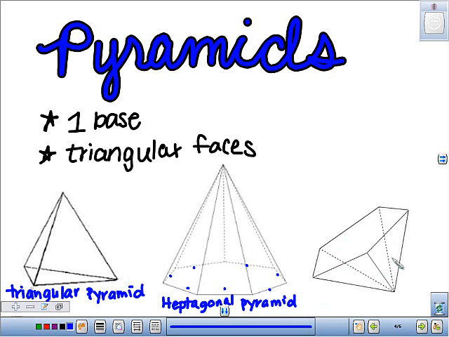And last but not least, notice this isn't sitting on its base, but we know that all of the faces come to a common vertex called the apex. So this is the base here, and it's got 1, 2, 3, 4, 5 sides. That's a pentagon. So a pentagonal pyramid. Okay, so that's how we name our pyramids.